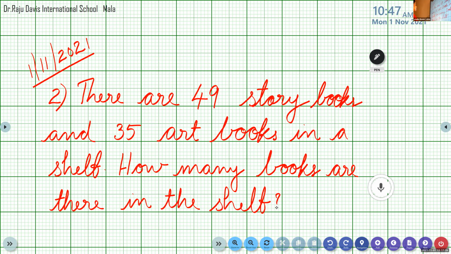So this is our second question. That is our next word problem. So if you are getting a word problem, what all things you have to check first? First, you have to read the question carefully. You have to read the question carefully, and what all the things are there in the question, you have to understand that. So in this question, what all things are there?